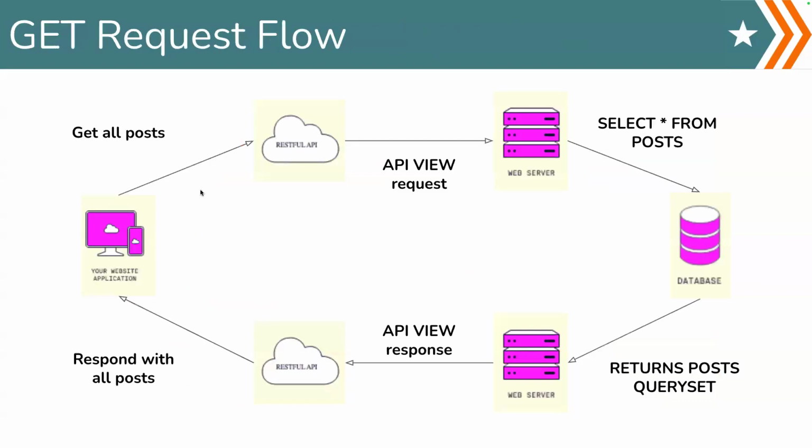All right, and here we see the entire cycle here. So we send a request to get all posts. That then goes to an API view. The API view grabs a query from the database. The query set gets returned back to the server. That then gets serialized and gets sent back as a JSON response with all of the posts.